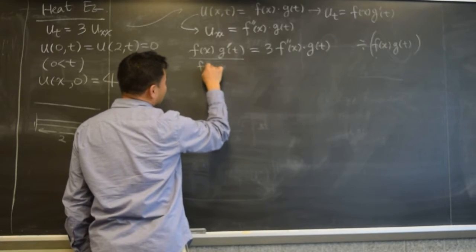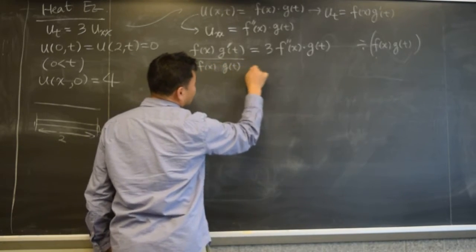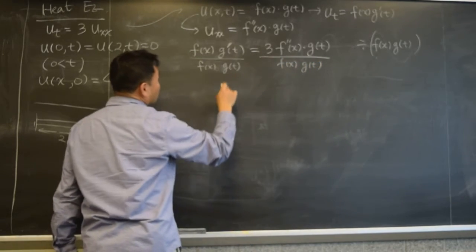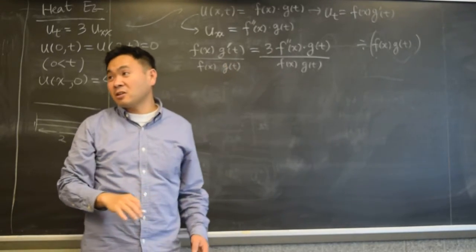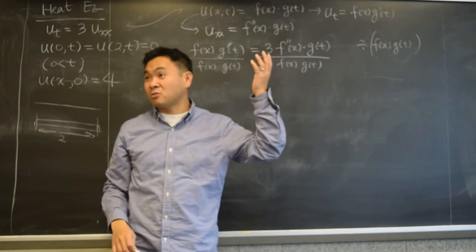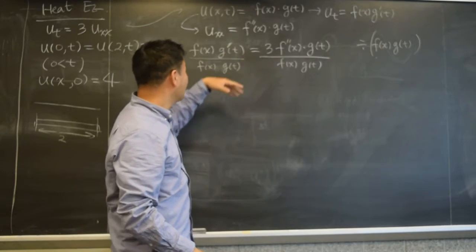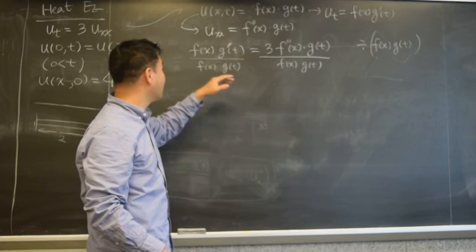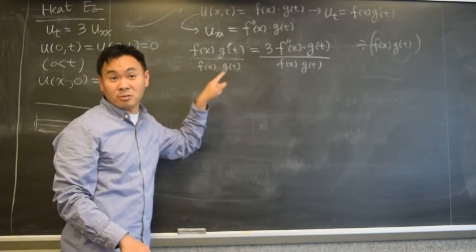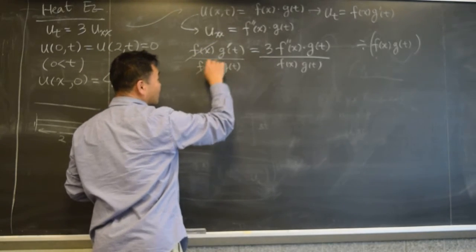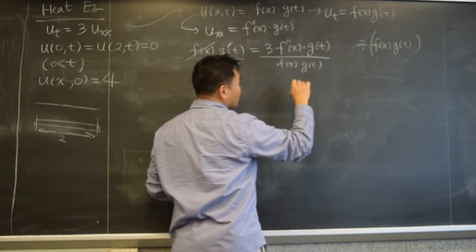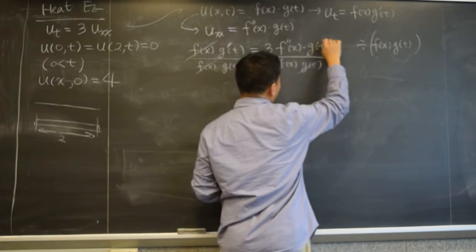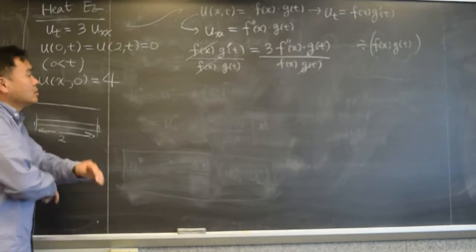So f(x) g'(t) over f(x) g(t). Now g' and g are different functions. Just like if you have t squared, if you differentiate, that's 2t, so that's totally different, right? Or if this is sine, there will be cosine. So these are totally different functions. You can't cancel them. However, f(x) and f(x), what can you do? You can cancel. Then you can do the same thing here, right? You can cancel g(t).